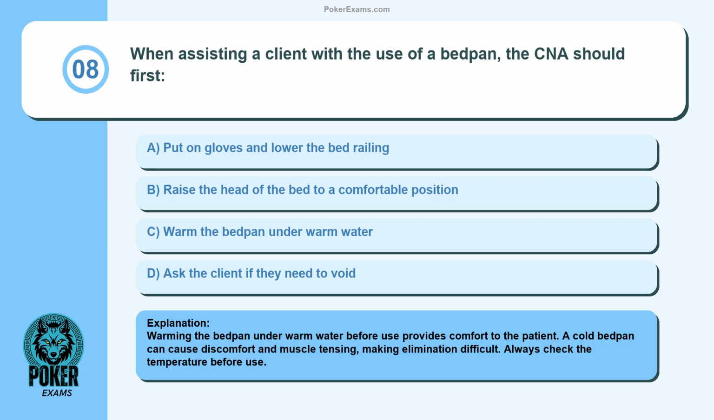Warming the bedpan under warm water before use provides comfort to the patient. A cold bedpan can cause discomfort and muscle tensing, making elimination difficult. Always check the temperature before use.